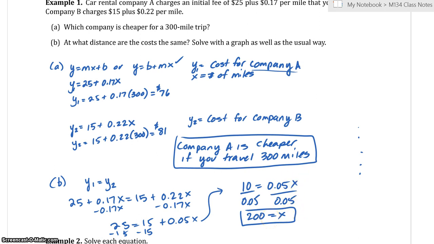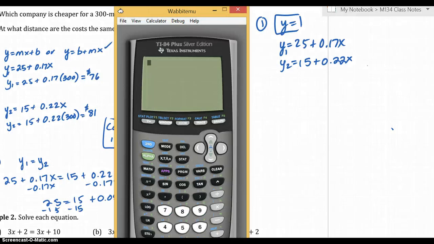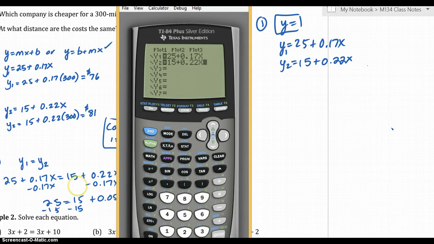At x equals 200, the cost of each are the same. How would we solve this using a graph? My first step, I would go to y equals, and then I would type in my equations, the first one on y1 and the second one on y2. And don't forget, to find the x, you have to use the X,T,theta button next to alpha. Then I'm going to go to graph.